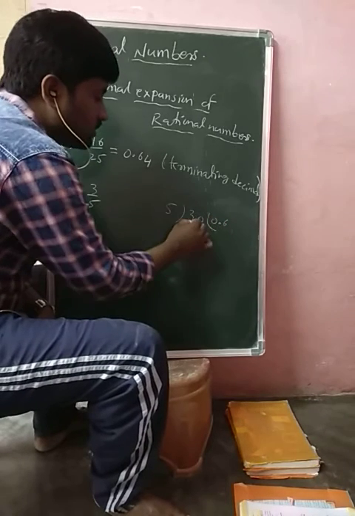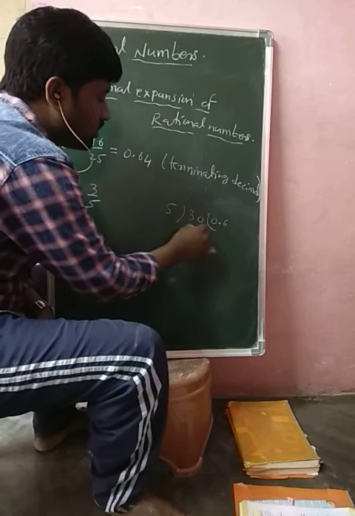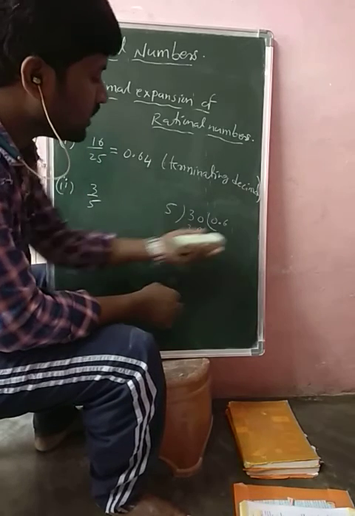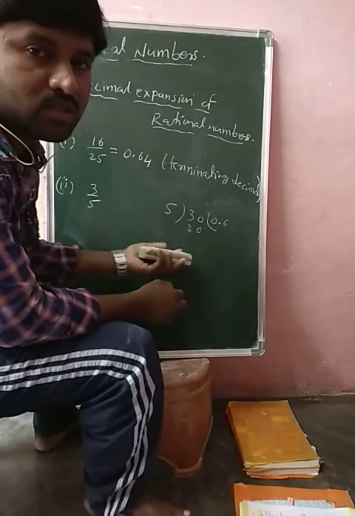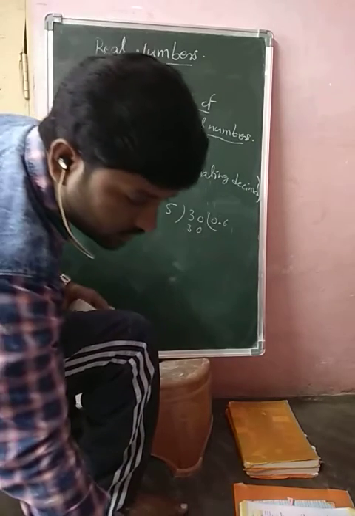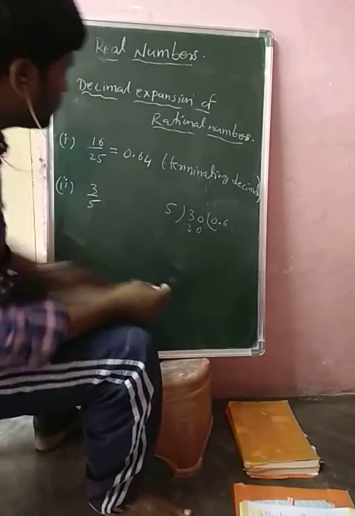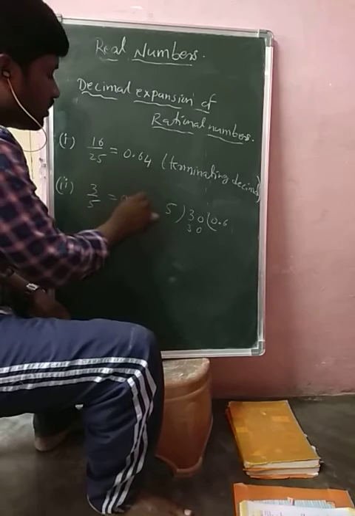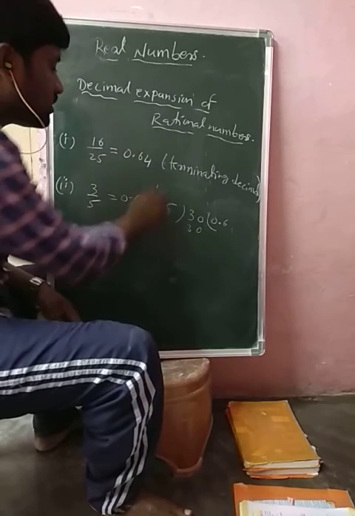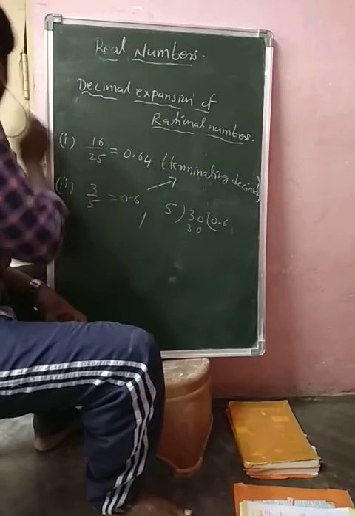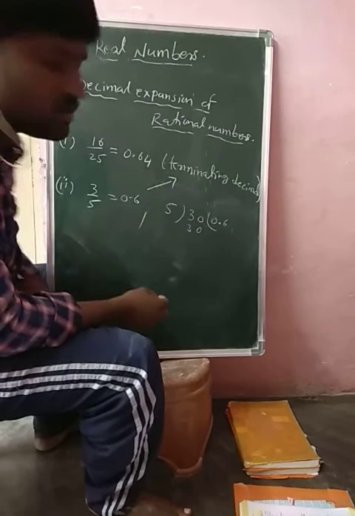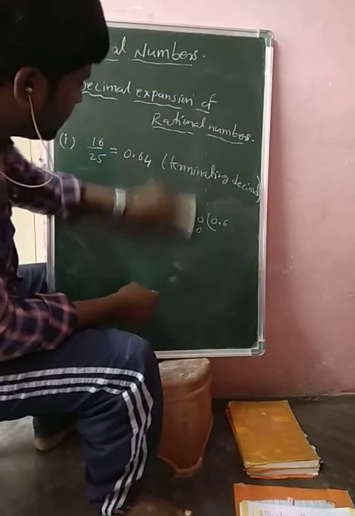5 6s are 30, and here also we get the same. Yes or no? So if we continue like this, we get 0.6, okay. So it is also terminating here. This is also terminating decimals.